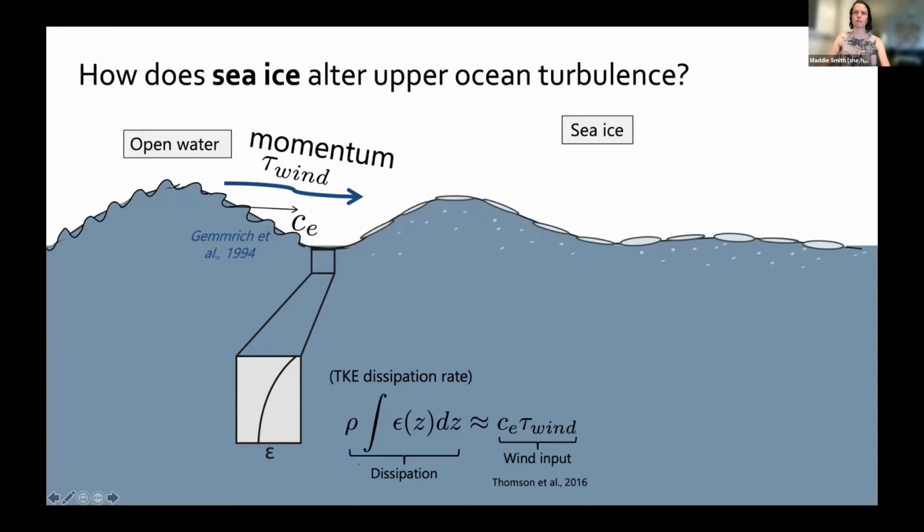momentum into the ocean. And in particular, studies have shown that the wind stress, tau, is input at a rate which we can call C sub E that's related to the speed of the short waves. So conceptually, that's the roughness of the surface. So locally, the wind input is balanced with the dissipation rate of turbulent kinetic energy. But we want to understand more about how this has changed in sea ice.